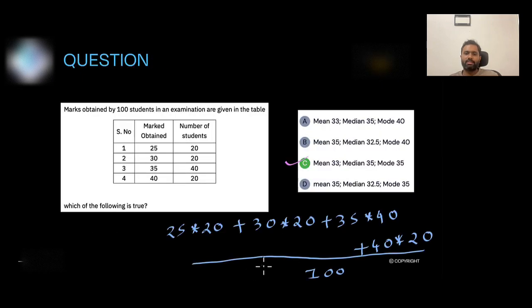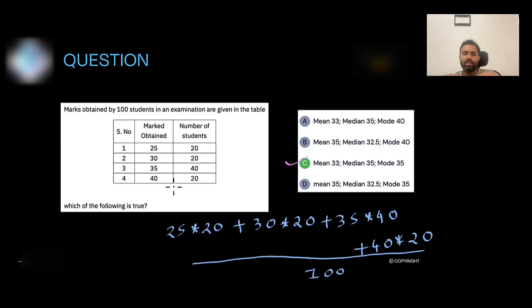So this is again a simple question. Some tabular form of the data is given. Certain marks are given. The corresponding number of students, that is frequency, is also given. So first of all, mode is the value occurring the maximum number of times. So you have 4 different values: 25, 30, 35, 40. 35 is occurring the maximum number of times.